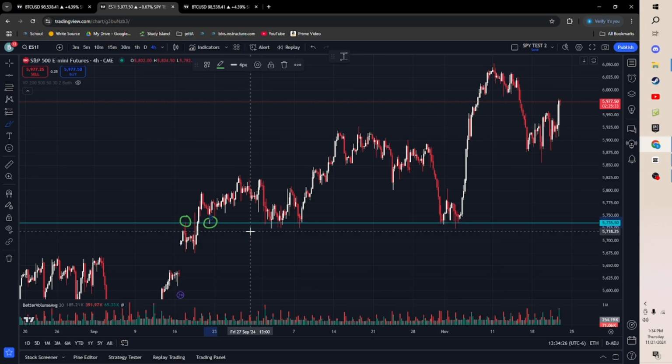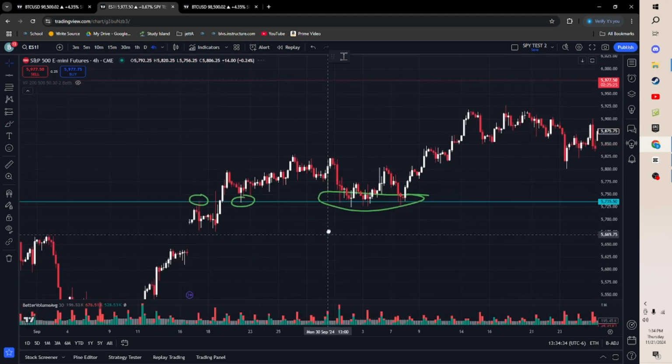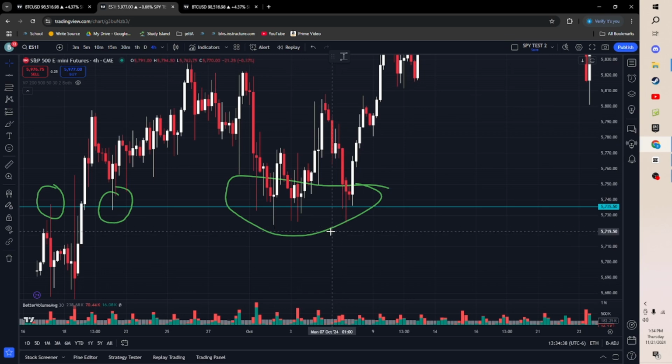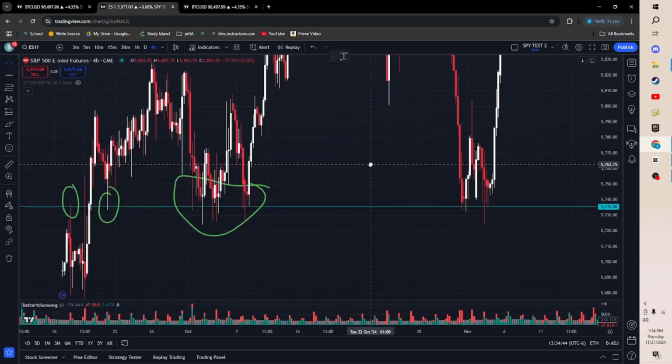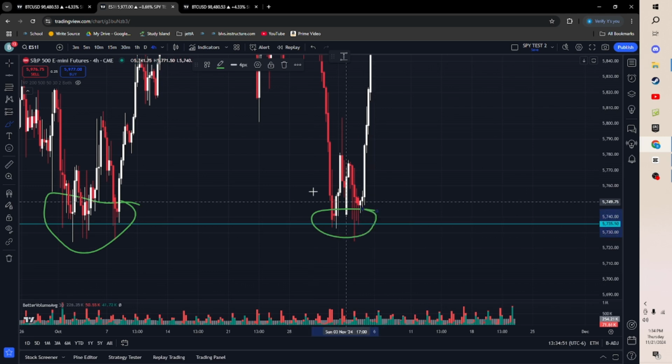Okay, but then we come back down, and you see all these wicks coming right through our level, and I'll even zoom in to give you a better idea of what we're looking at here. So we have all these wicks touching through the level, and this tells me that this level is respected, okay? And then we come over here, and boom, we have more action at our level, okay?